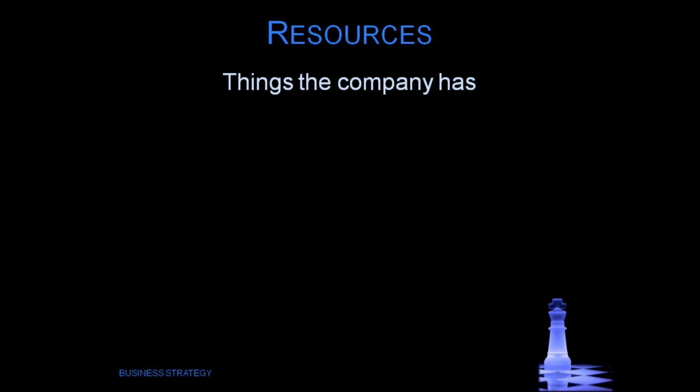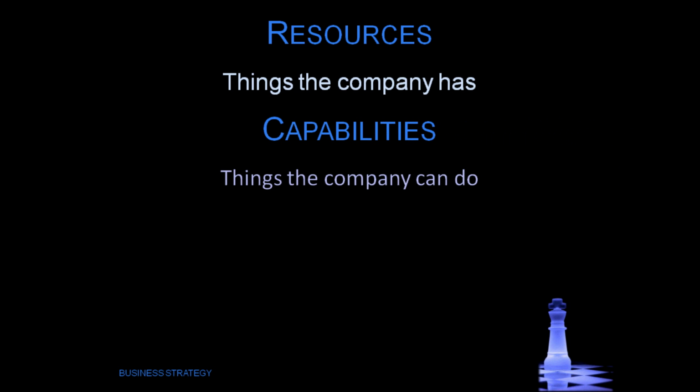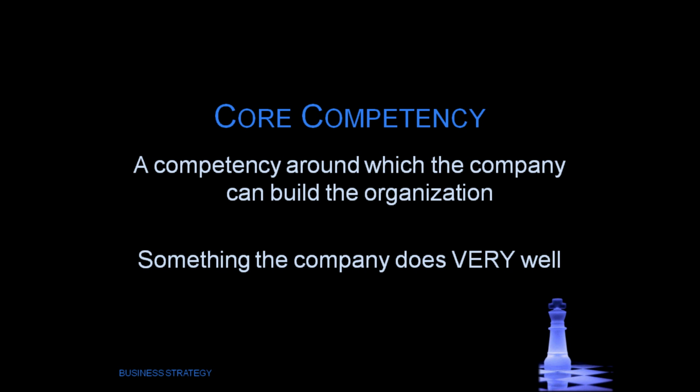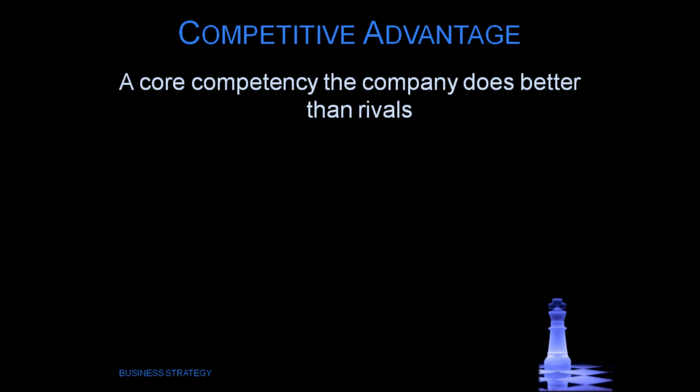Other things that you need to know. Resources. These are basically things that the company has. They can be tangible or intangible. Capabilities. These are the things that the company can do. We can hire people. We can build furniture. Competencies are the things that the company does well. A core competency is a regular competency around which the company can build an organization, something that the company does very well. A competitive advantage is a core competency that the company does better than its rivals.